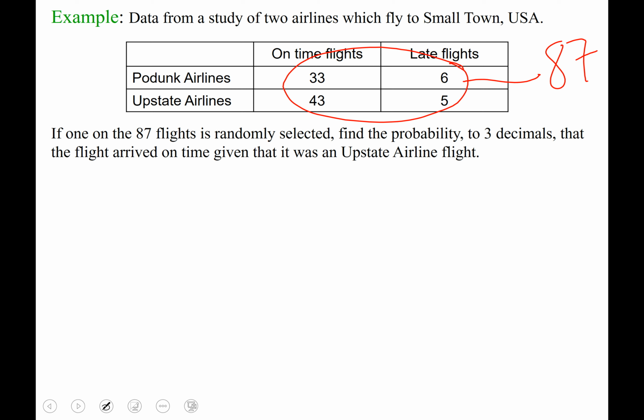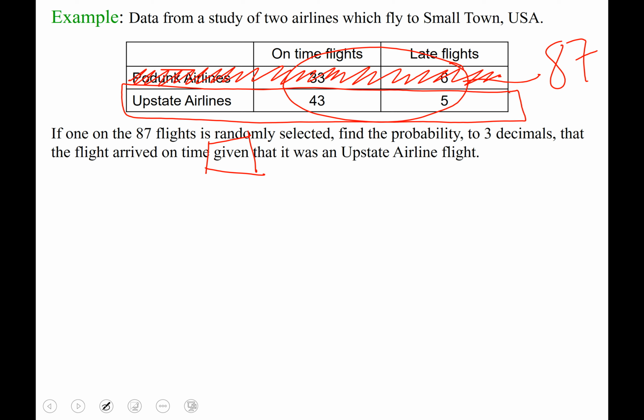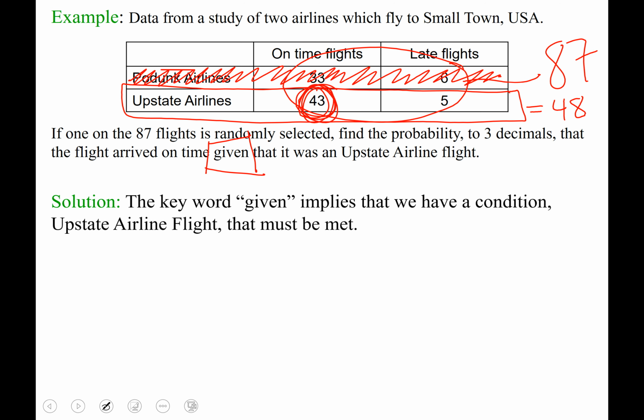Okay, we're going to learn about this word "given" through example first. When a condition is given to us that the flight must be an Upstate airline flight, then it is important that we do not include any of the Podunk airline flights. Given means that part must be true, so don't look at anything else. So looking at the question now, we're finding the probability that the flight arrived on time. Just focusing on this right here, the Upstate Airlines had 43 on-time flights, and Upstate Airlines had a total of 48 flights. So the keyword given implies that we have a condition, Upstate airline flights, that must be met.